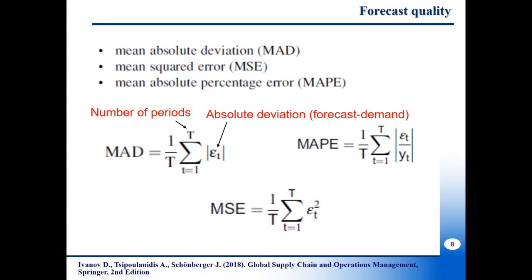For MAPE, it measures the percentage deviation of forecast and actual data according to the formula for MAPE in our slides. Each of those metrics has its own advantages and disadvantages, as shown in the next slide.